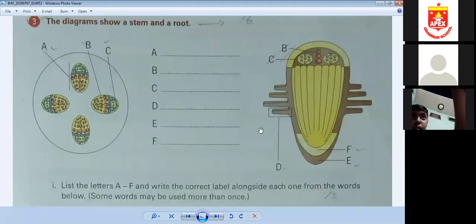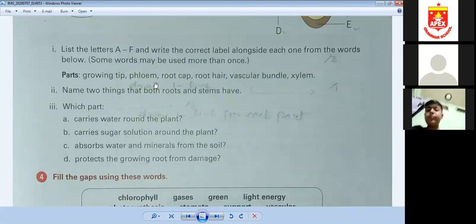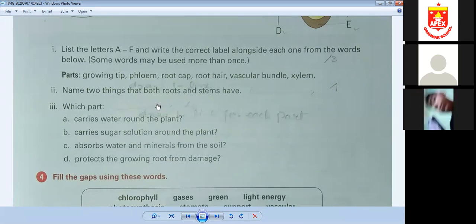Look at the part 2 answer. So what do you write? Question number 2 answer. Name two things that both roots and stems have. So your answer will be two from xylem, phloem, and vascular bundle. Okay, I hope you understand it.